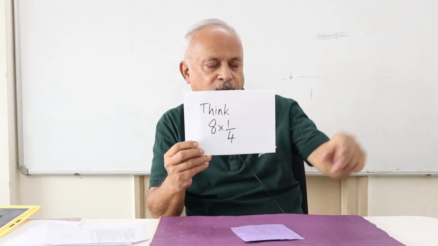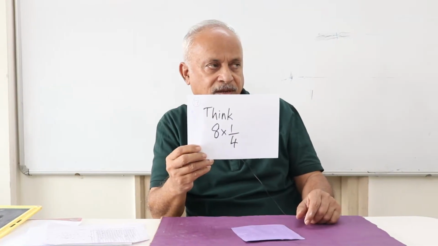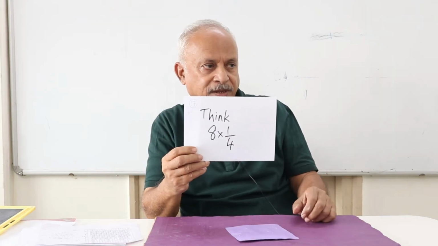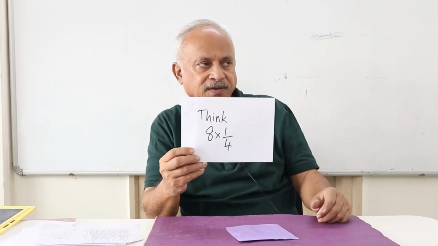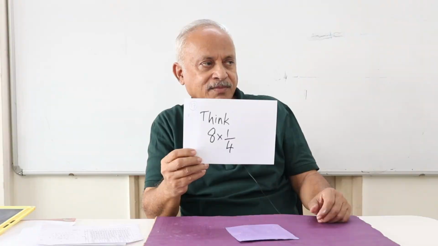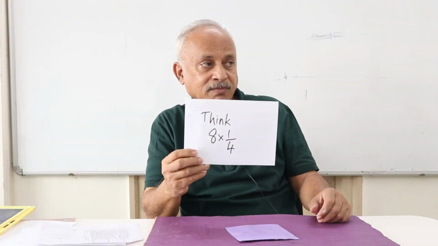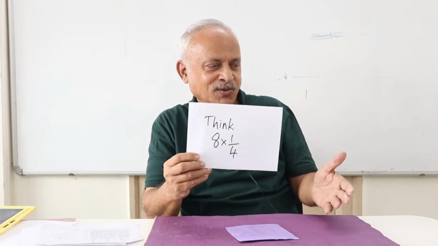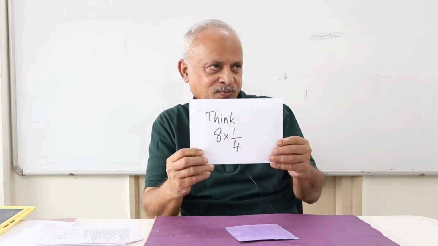Okay, keep your 4 pieces there first. Altogether that's equal to 1. And now we put 4 more pieces. Think. So that will be equal to 2, right? Because 4 pieces was 1. So 8 pieces will be 2.